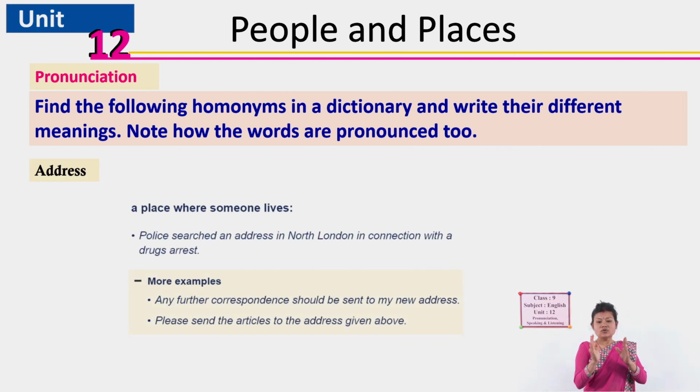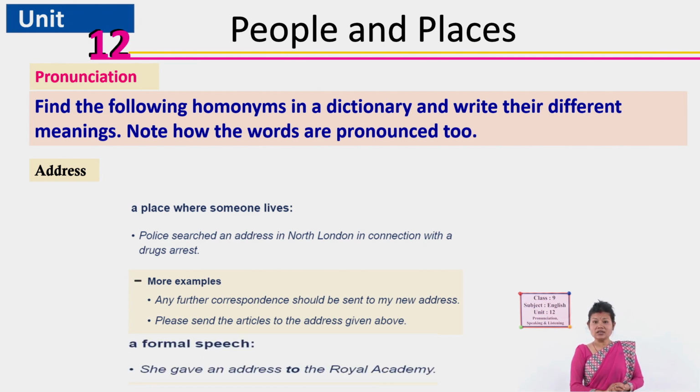Dear students, here I have shown a page from a dictionary. It is an online dictionary. You may have online or offline dictionaries. If you look at the dictionary for checking the meaning of address, you may find multiple meanings of address, because it is also a homonym. See here, the first meaning is a place where someone lives, and the examples are also given. Just pick up one example here, the last one: please send the articles to the address given above. So send to this address. That means the place where someone lives.